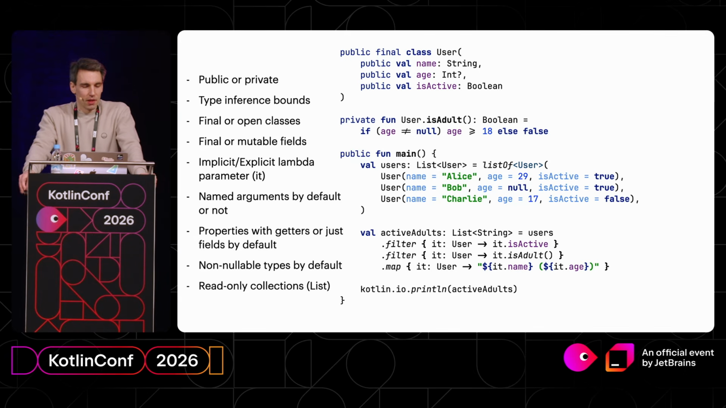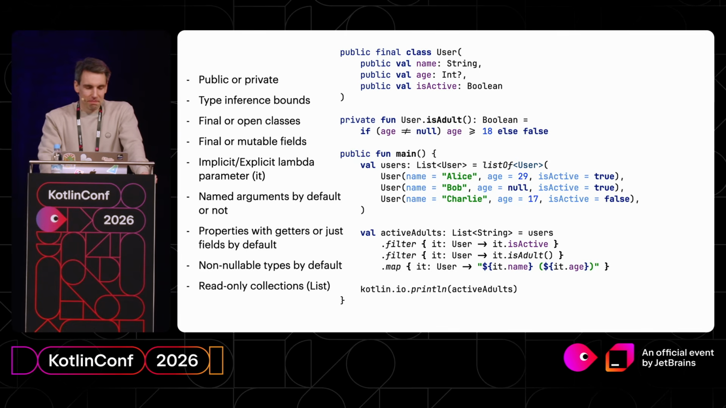scope. Should named arguments be used by default or not? Properties with getters or just fields? Nullability? And whether collections should be read-only or immutable, and many, many more questions. And of course, sometimes they change over time. We see that people finally got consensus on non-nullable types, now that we are moving to the immutable era.